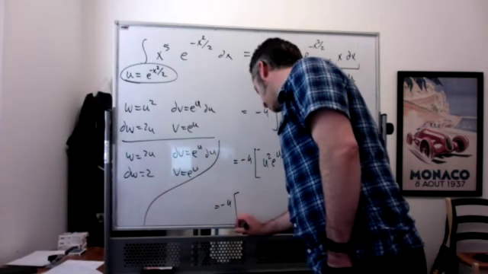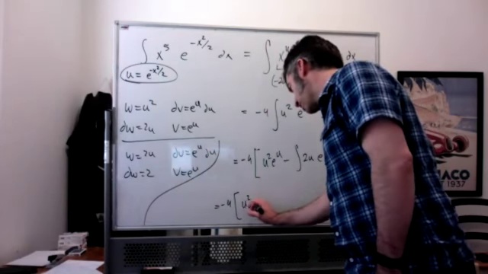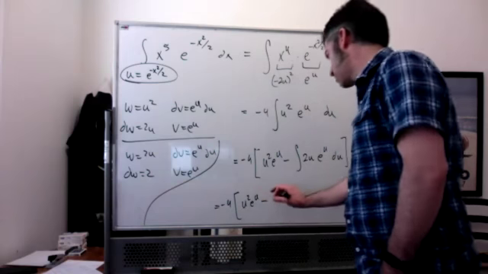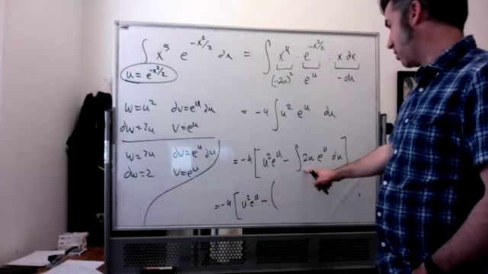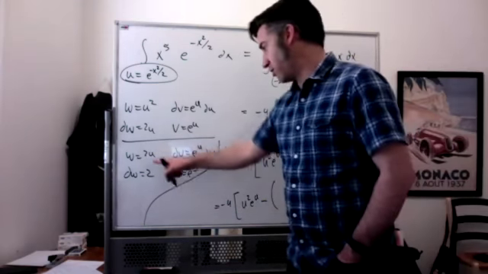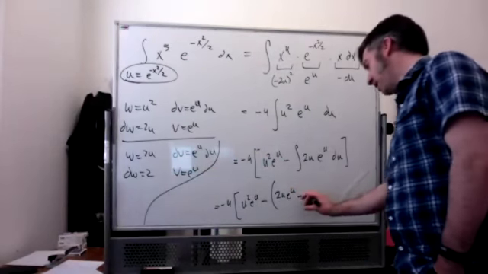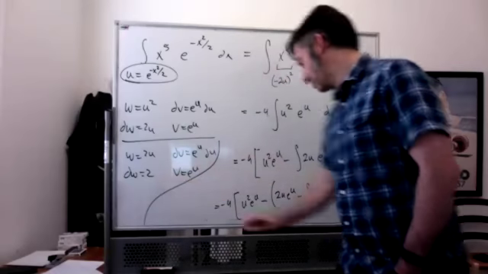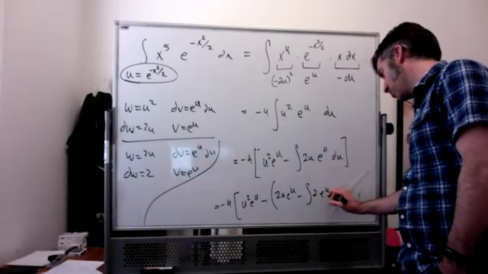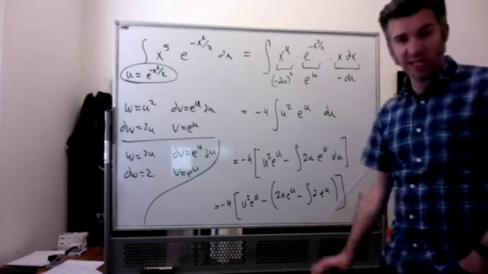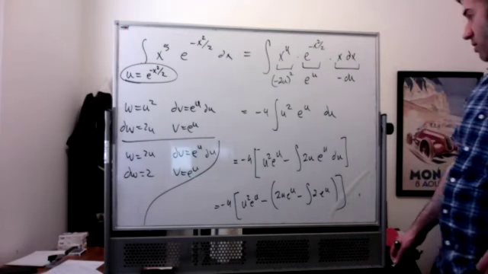So then we're going to get negative 4 times u squared e to the u minus, so the integral of this is going to be wv, so 2u e to the u, minus the integral of v dw, so 2 e to the u. It's getting messy. All right, so here's what we've got.